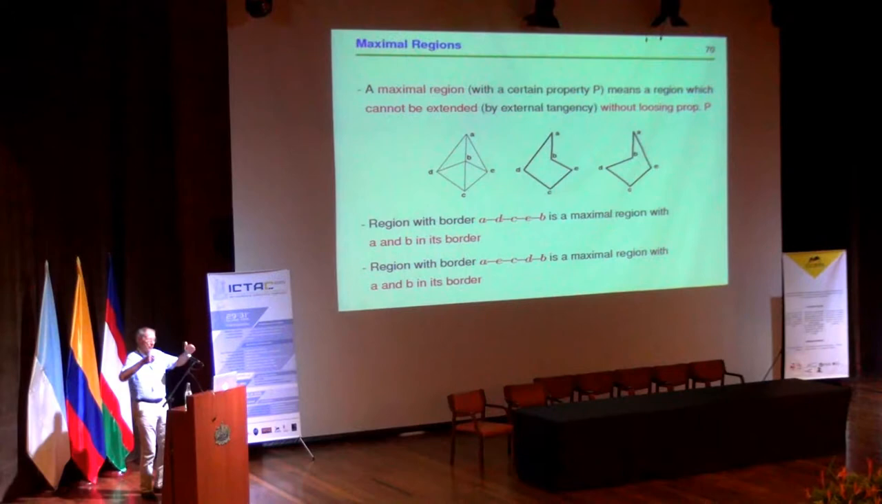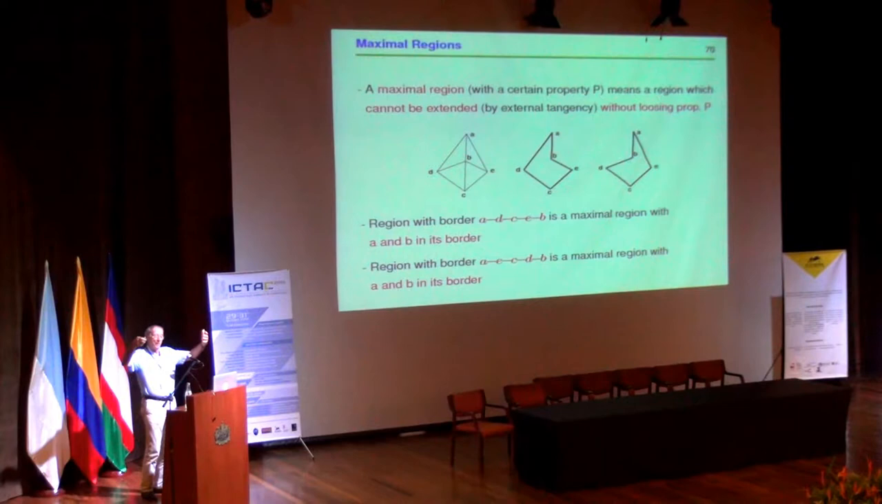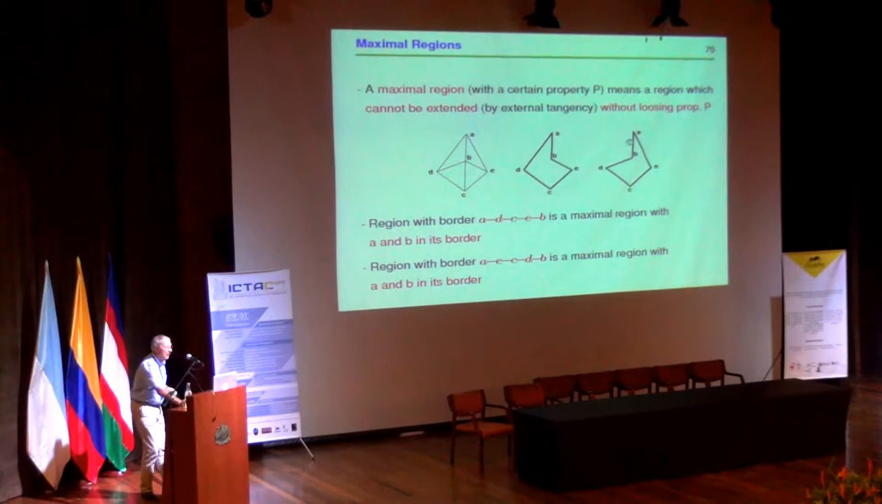So you see, we go slowly to construct this thing. Region, externally tangent region, and then the notion of a maximum region with a certain property. And we are interested mainly in regions with AB in their border. And you see, this region here is a region obtained by removing this border and this border.